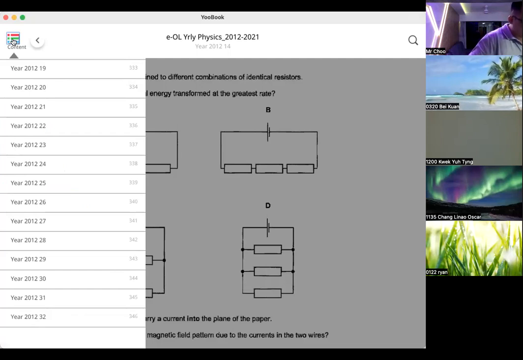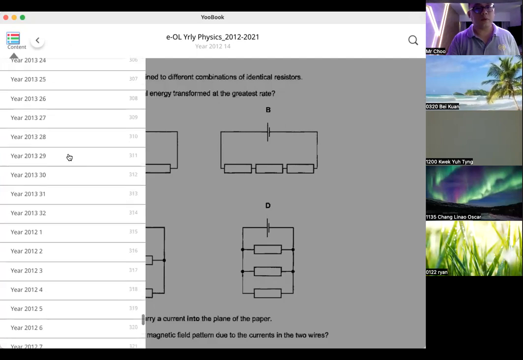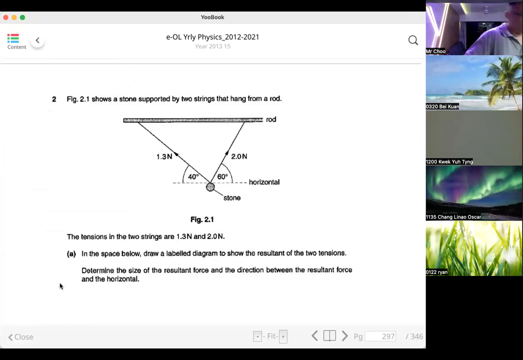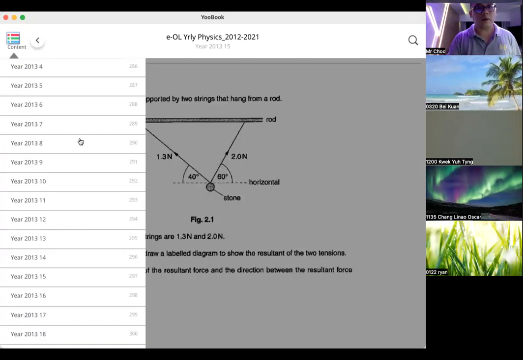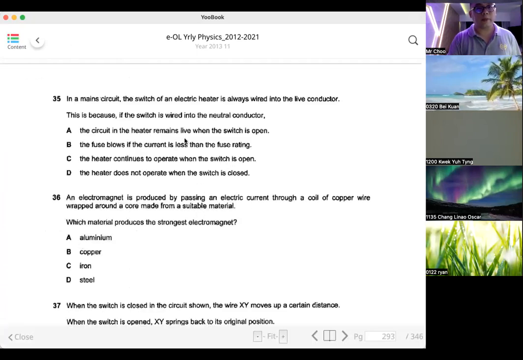Okay, the next question, let me see. All of you now look at question number 35. Okay, you all may begin. Question number 35.